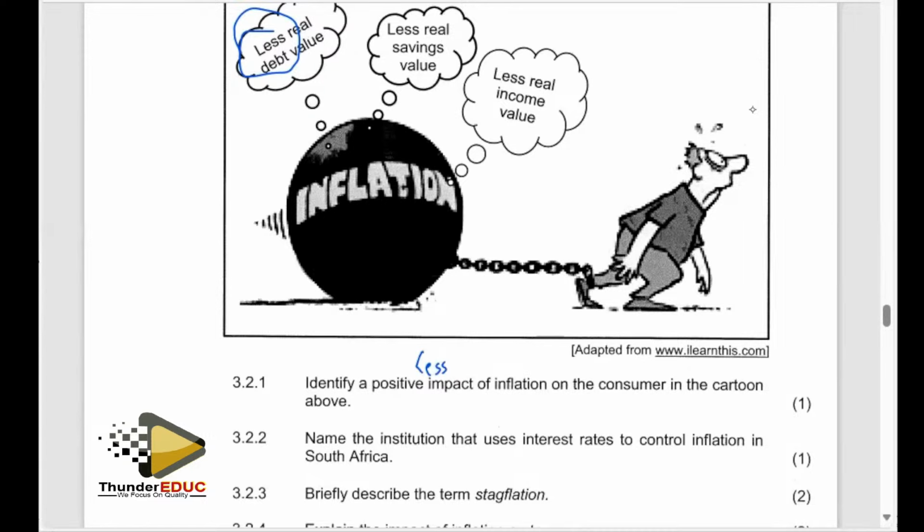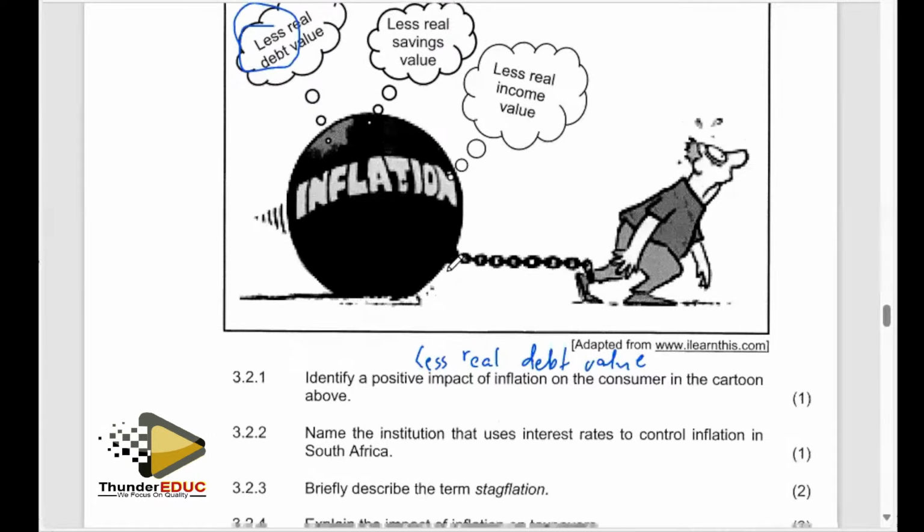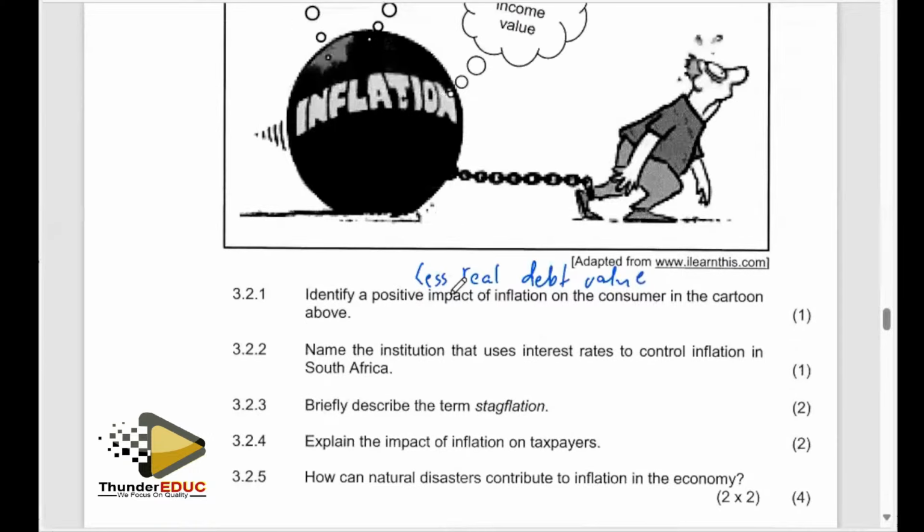Less real debt value. Okay, right. So now let's check 3.2.2. Name the institution that uses interest rates to control inflation in South Africa. So now the institution is the South African Reserve Bank. But remember, you write it in full: South African Reserve Bank.